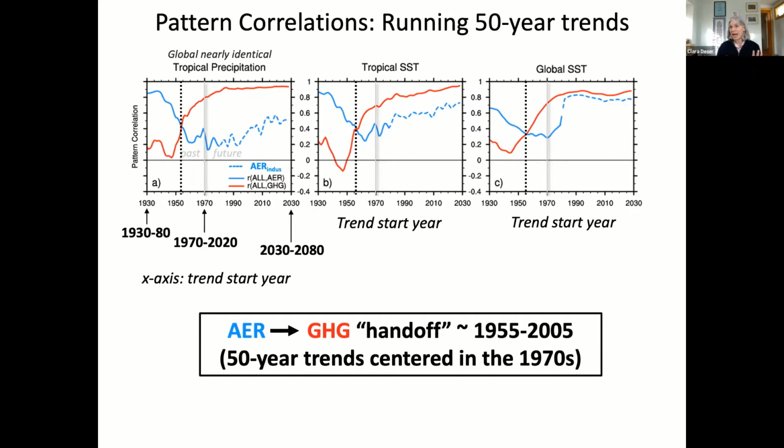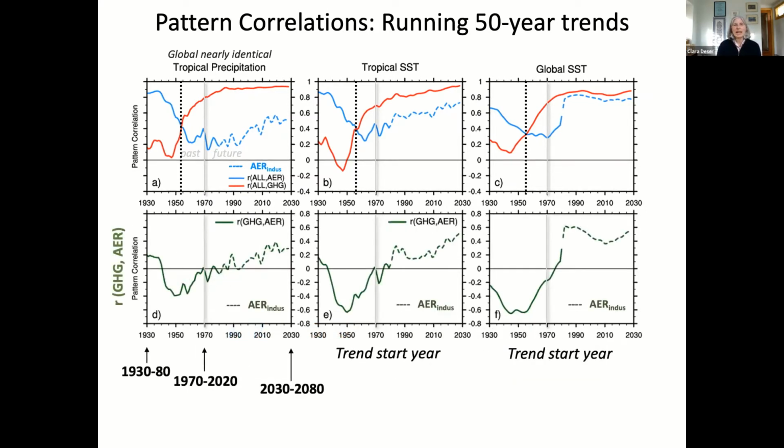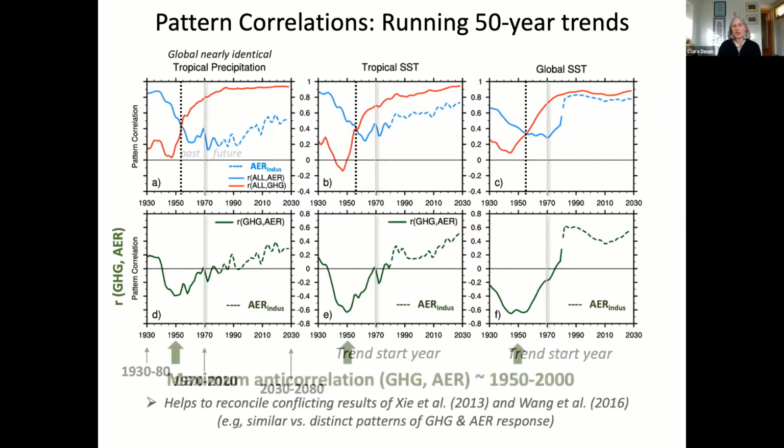So again, we're allowing the patterns to change in time, and we're just looking at when aerosols and greenhouse gases dominate. And then here in the bottom map panels, these are the pattern correlations between the aerosol effects and the greenhouse gas effects. And you can see this very interesting behavior for all three quantities, that there is a sizable, and especially for the sea surface temperature, negative pattern correlation that is unique to this time period of the second half of the 20th century.